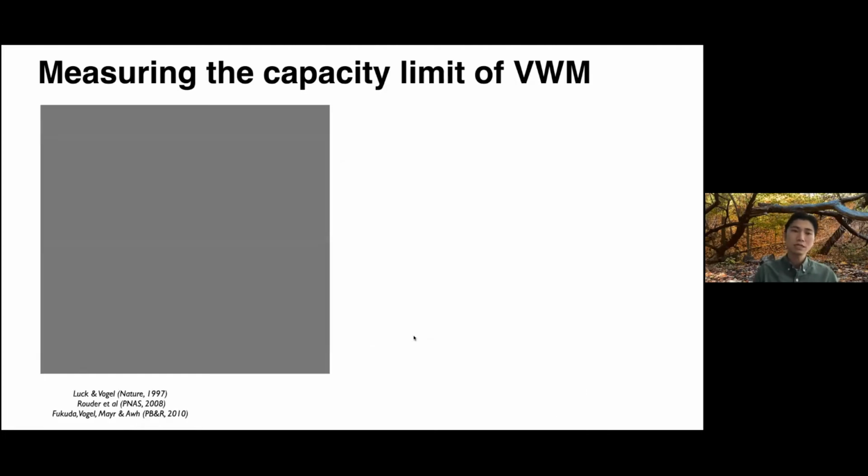If you were to do this task with healthily developing young adults like college students, what you typically find is the following. Here, what I'm going to show you on the y-axis is the accuracy of that change detection task, and the x-axis is the set size, or the number of colored squares displayed for you to remember.